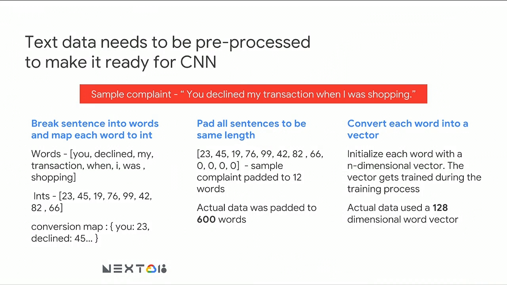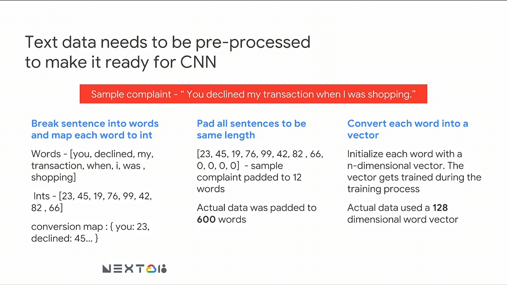So now that we have the data set, you can think of this data set as individual complaints, and complaints can be long or short. So I've taken a sample complaint here that says, you declined my transaction when I was shopping. And this is all words, but neural networks love numbers and maths, so we do preprocessing that converts these sentences into numbers.